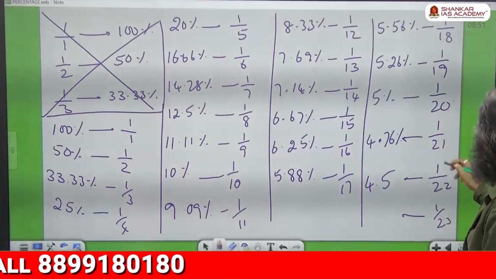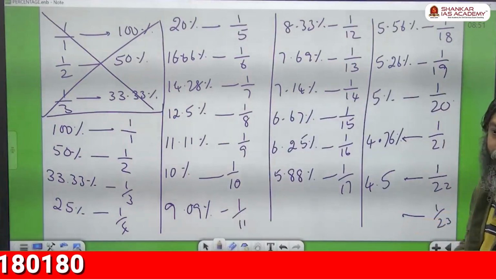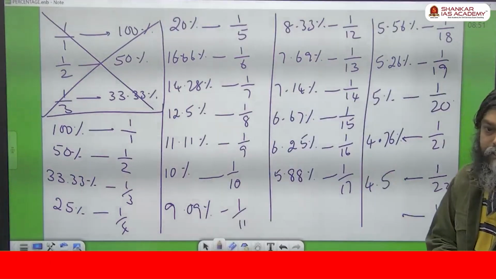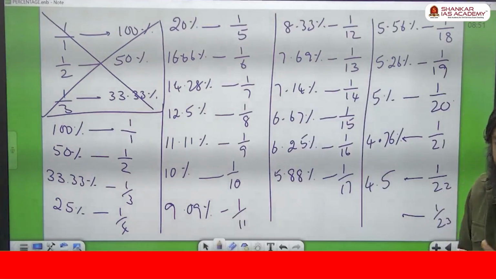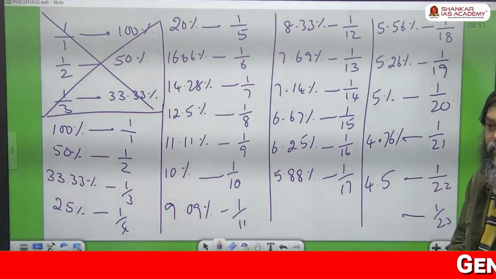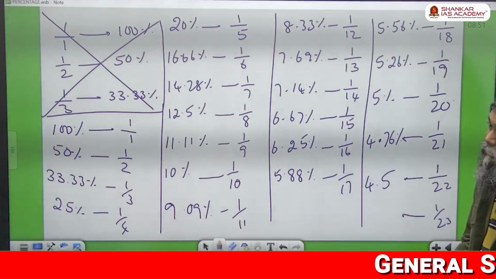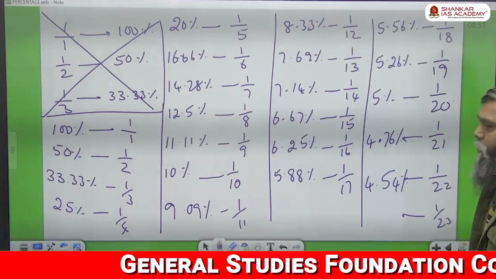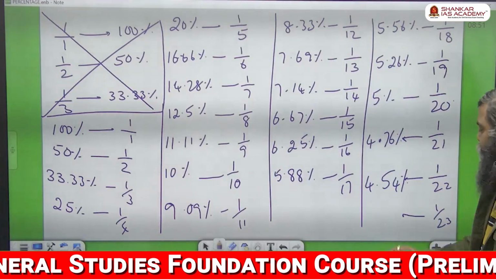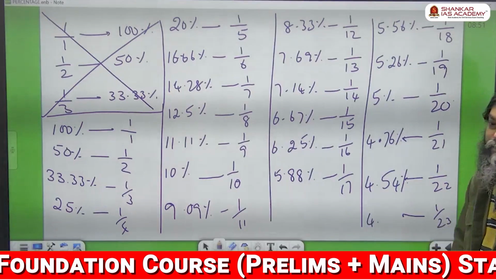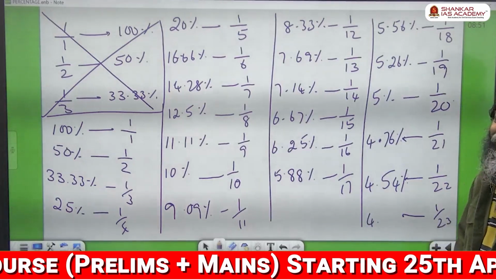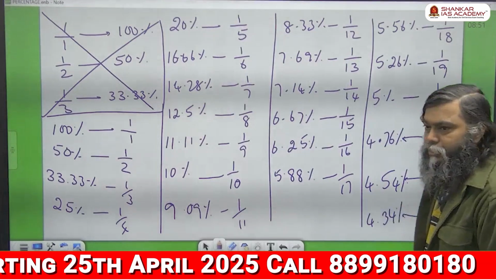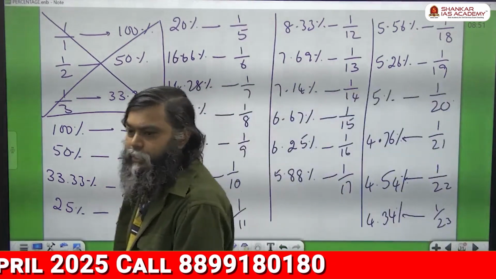I told you 100 by 22, you are taking this much time. Further simplify 100 by 22, you can cancel it to 50 by 11. Do you understand? Then you can tell me how much? 4.54. Then what is 1 by 23? 4.34. So you have to remember up to here.